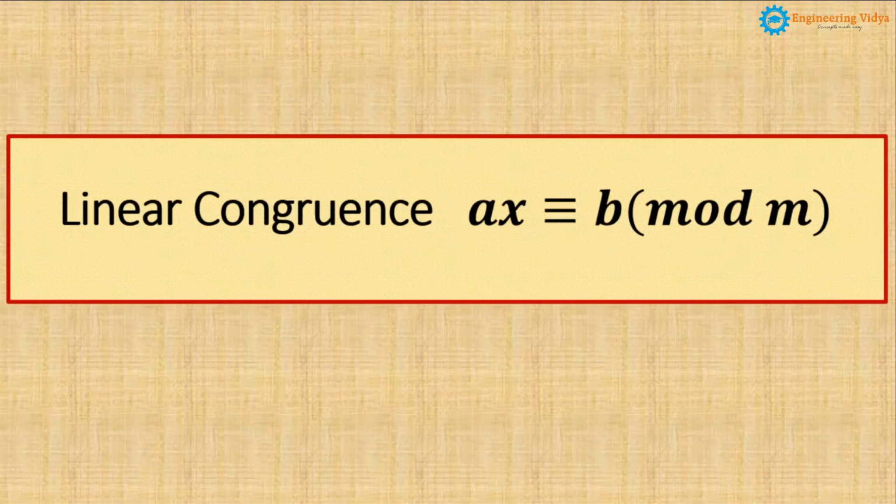Hello everyone. So welcome to this lecture, and in this lecture we'll start with the linear congruence ax ≡ b mod m, and we're going to learn how to simplify the congruence ax ≡ b mod m. So before we start with simplification, let's see exactly where we are now.